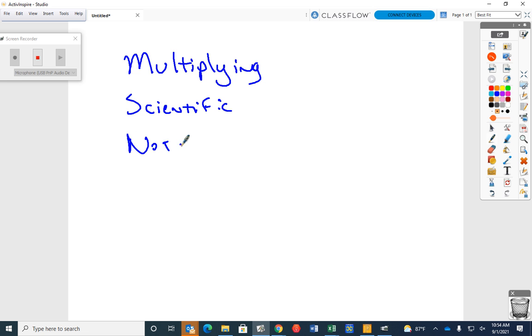If I am multiplying exponents and they have the same base, who remembers what do I do with those exponents? Add them. You add the exponents, right? Okay. Does it matter if they're negative? No.